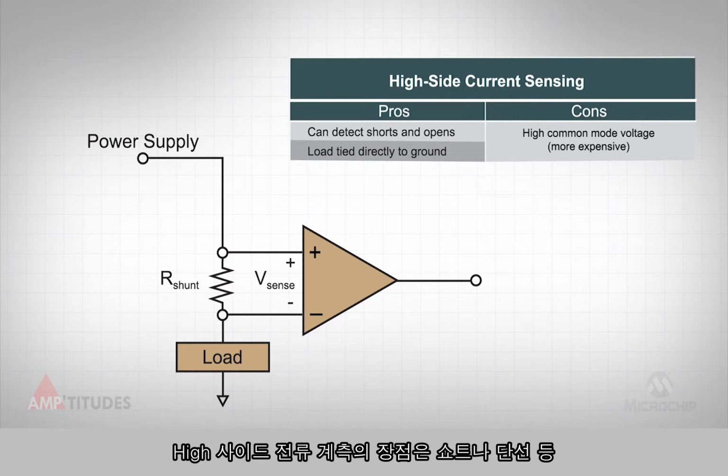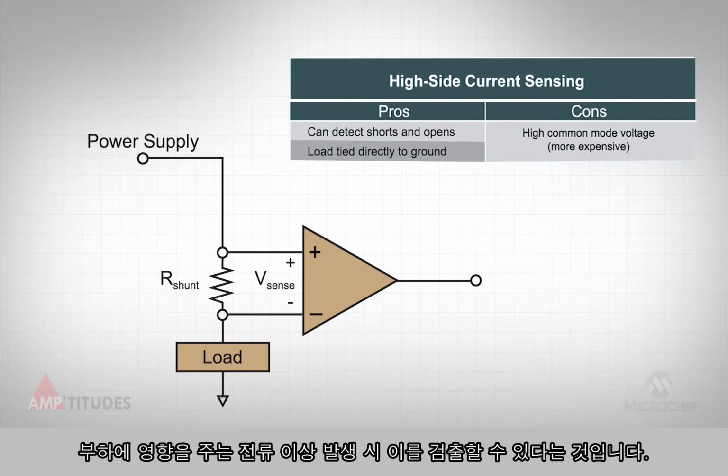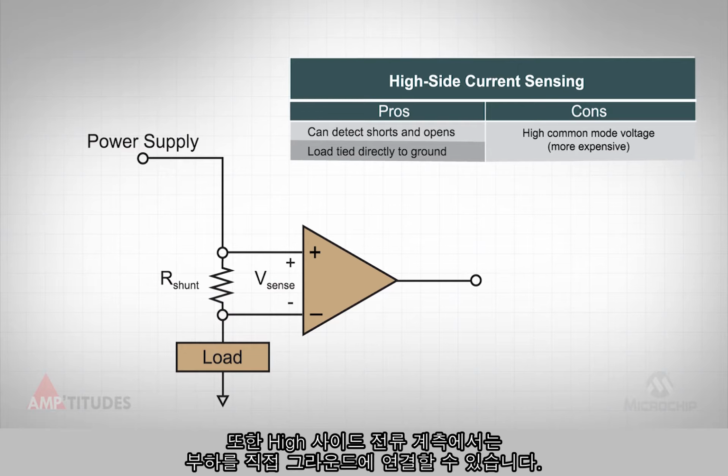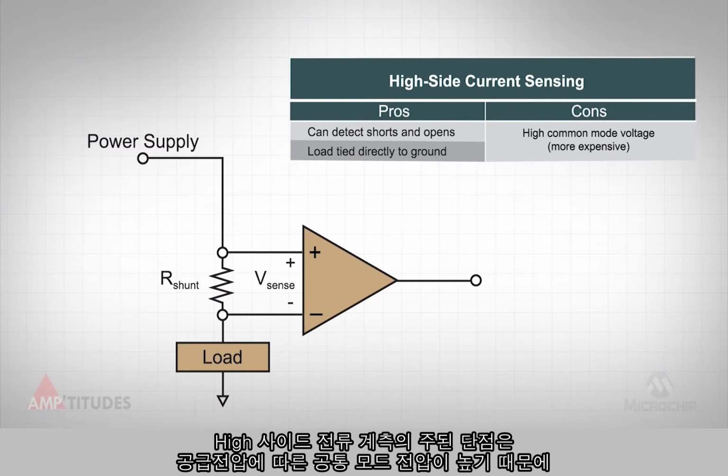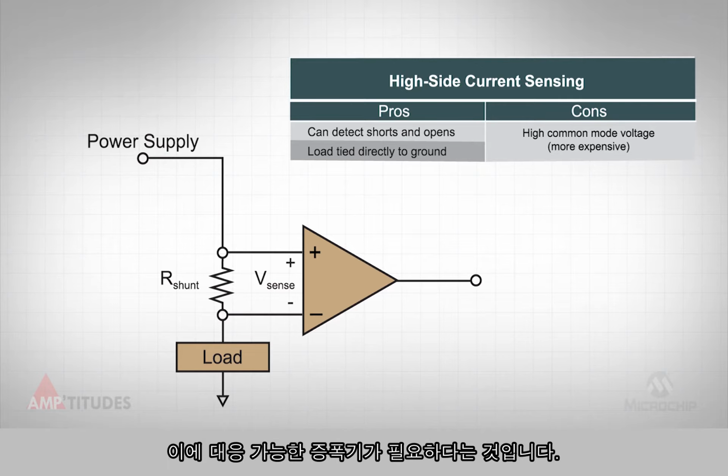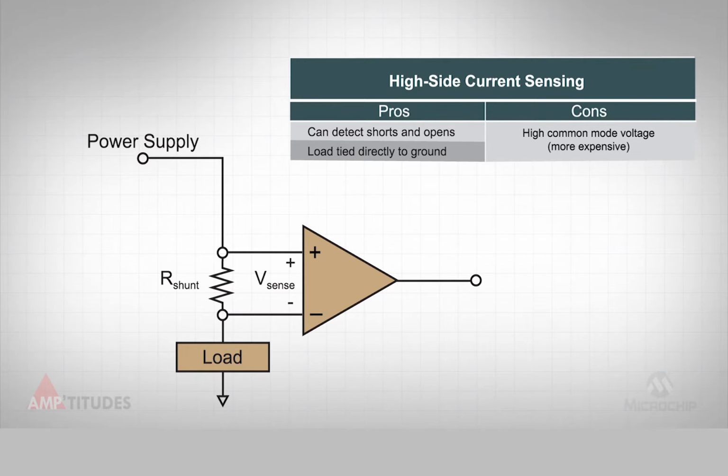High-side current sensing has the benefit of being able to detect current-related faults, such as a short circuit or an open circuit that could affect the load. Also, with high-side current sensing, the load can be referenced directly to ground, as we'll explore later. The main disadvantage of high-side current sensing is that the common mode voltage is relatively high based on the supply voltage. Hence, a high common mode amplifier is required.